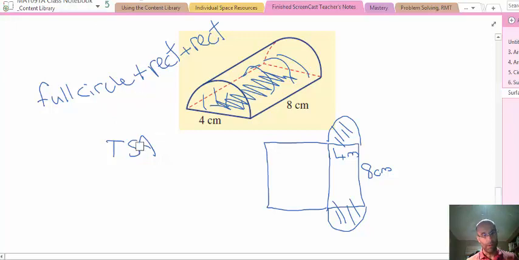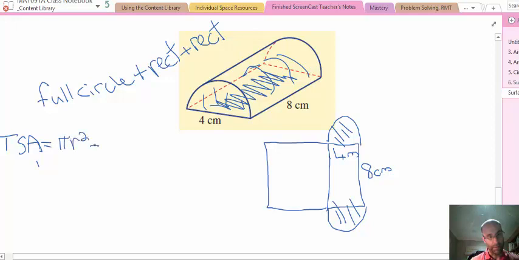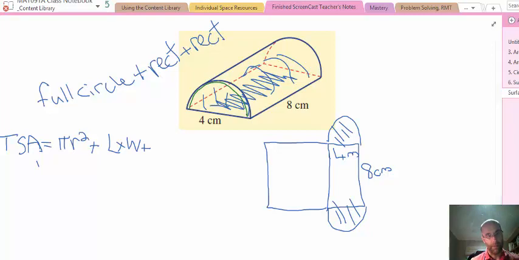So what can we do? I'll move my writing over a little bit. So the total surface area. Alright, so we've got the full circle, that's pi r squared plus length by width. Now this distance here on the previous one, let's put that in green, was the circumference, but this is half the circumference.